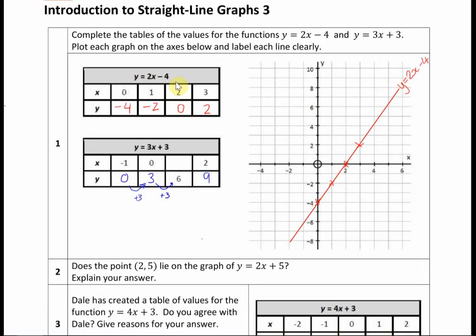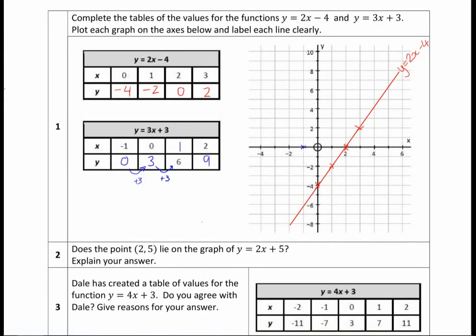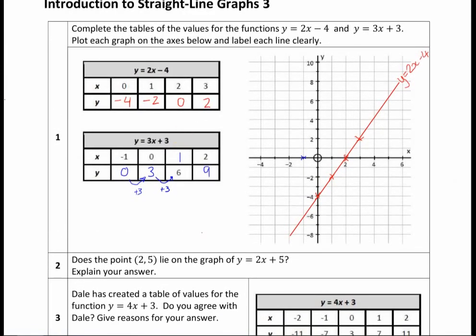Okay, so you've probably figured out that this missing x coordinate here is 1. So let's plot those on. There we go. And I'll just write the equation next to that.